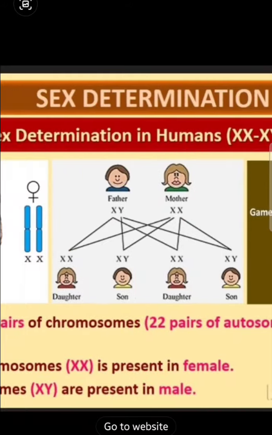Here you can see we have shown only the allosomes. If you consider only XY, XX, X from the father and X from the mother fuse, you will get a daughter. Y from the father and X from the mother, obviously it will be a son. X from the father, X from the mother, daughter. Then Y from the father and X from the mother, then it will be a son.